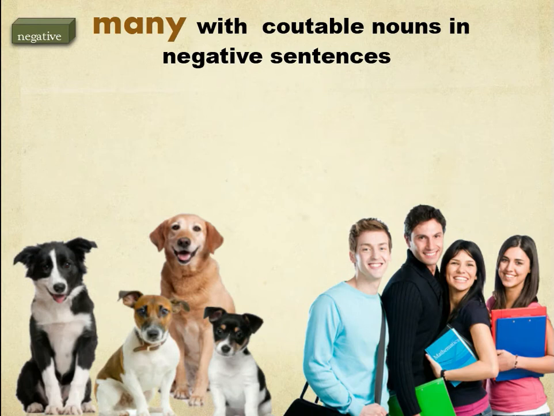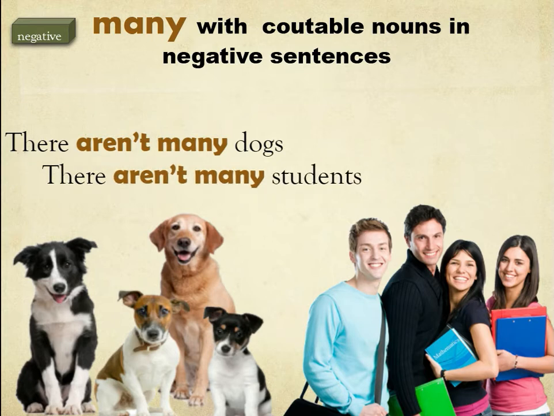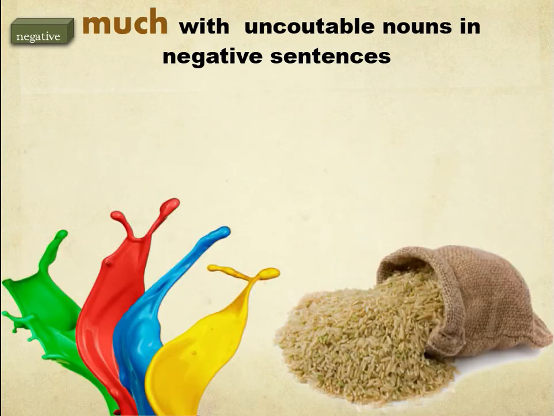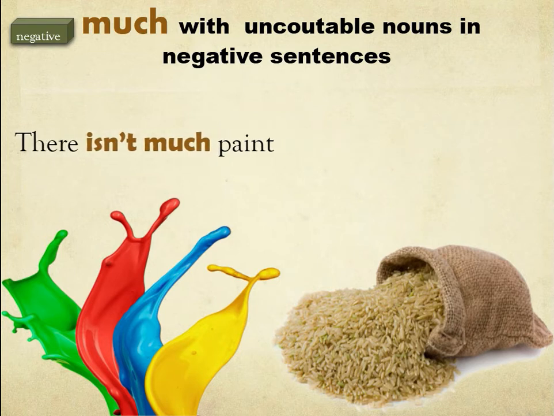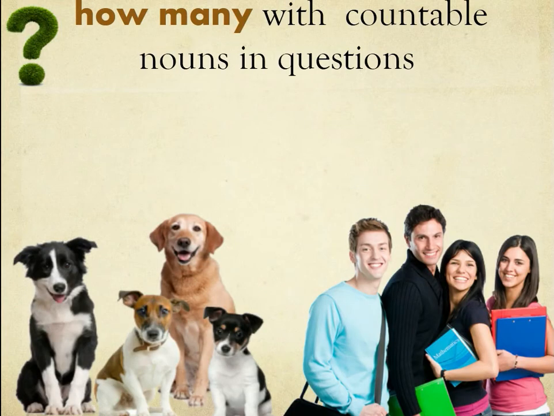Many with countable nouns in negative sentences. There aren't many dogs. There aren't many students. Much with uncountable nouns in negative sentences. There isn't much paint. There isn't much rice.